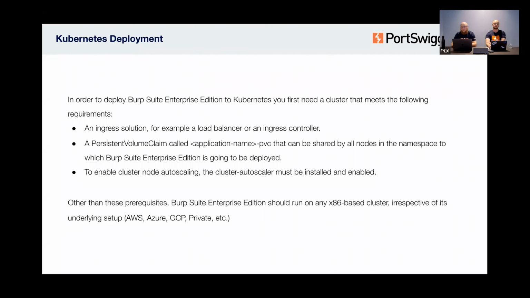So we're going to need some sort of ingress solution. This is typically going to be a load balancer or ingress controller. We're going to need a persistent volume claim. So that'll be your application name -PVC, and that needs to be shared by all the nodes in the namespace.